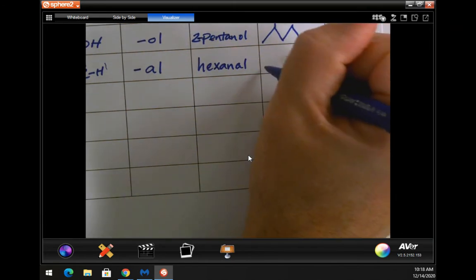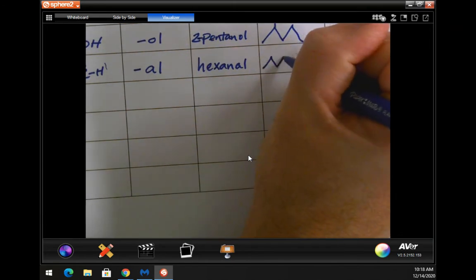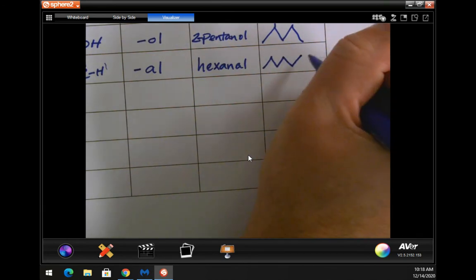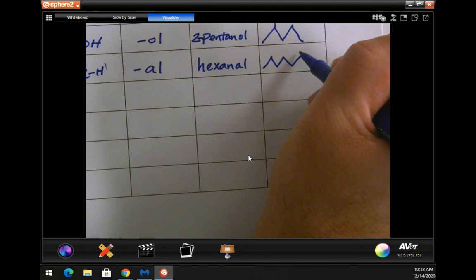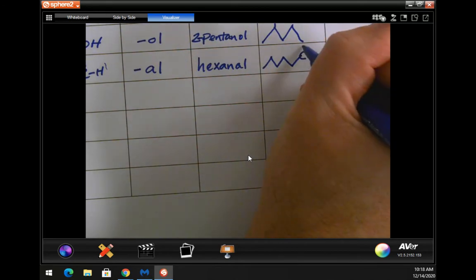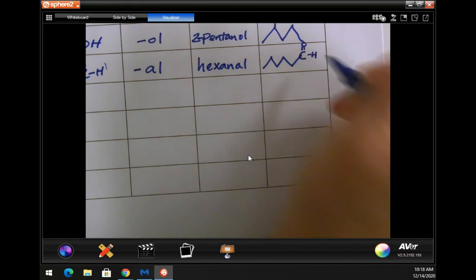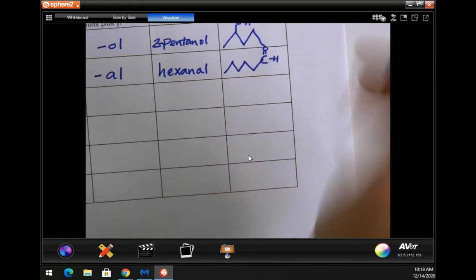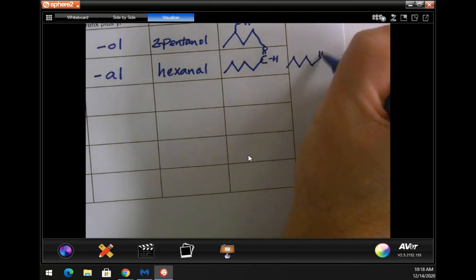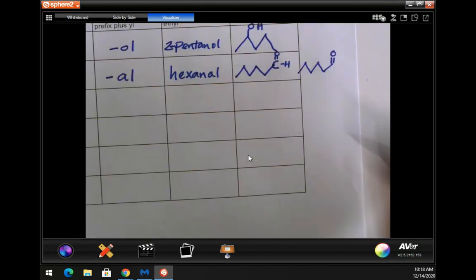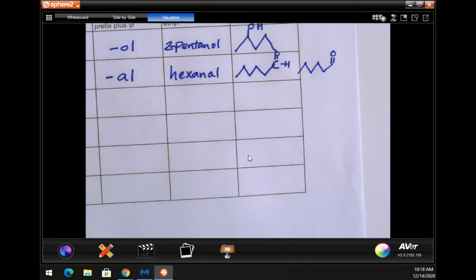You just draw out your hexane, 1, 2, 3, 4, 5, 6, and then you can do it a couple different ways. If you look on the internet, it'll probably have an extra C here. Okay, so they'll put a C like right there, and then they'll draw the O and the H like that. Or you could do it this way, 1, 2, 3, 4, 5, 6, and then just put your double bonded O, and you don't even need the H, I guess, but you'll see it drawn both ways.